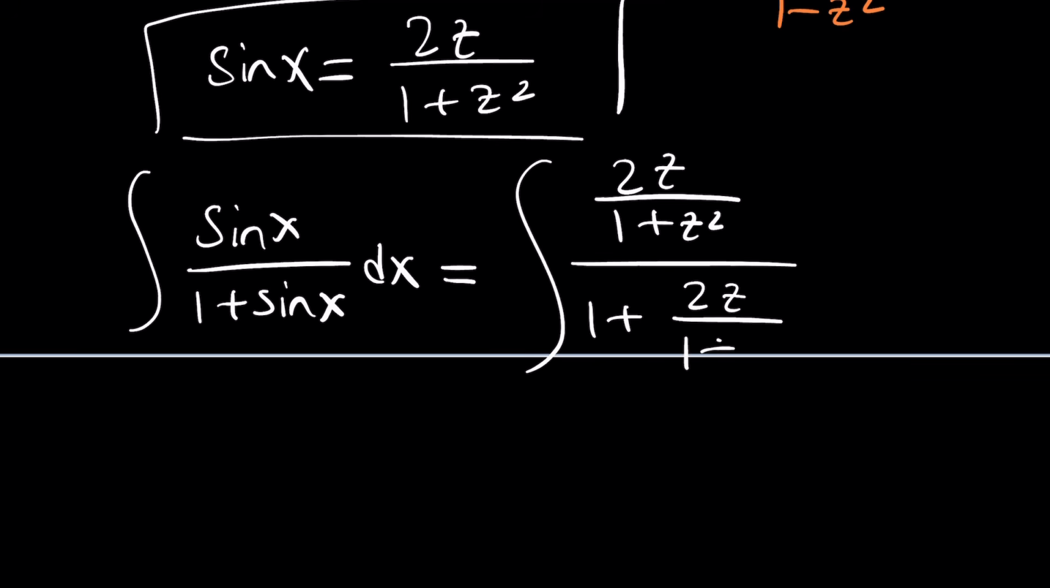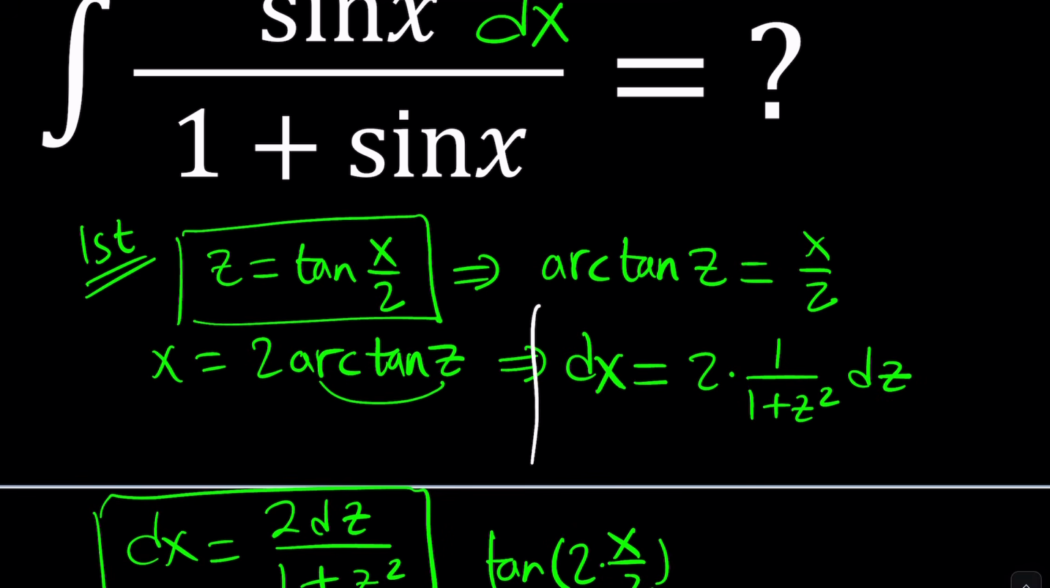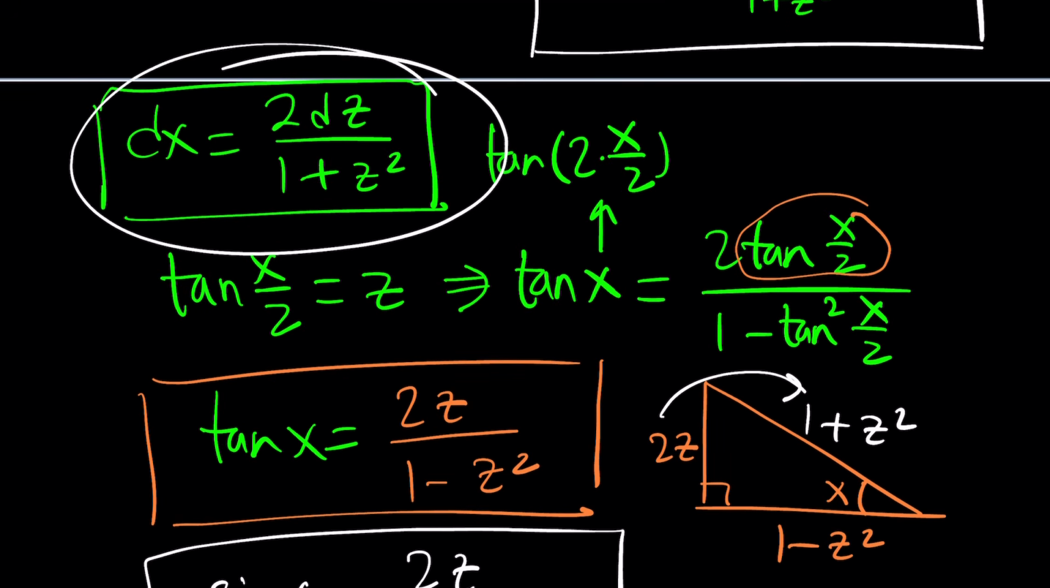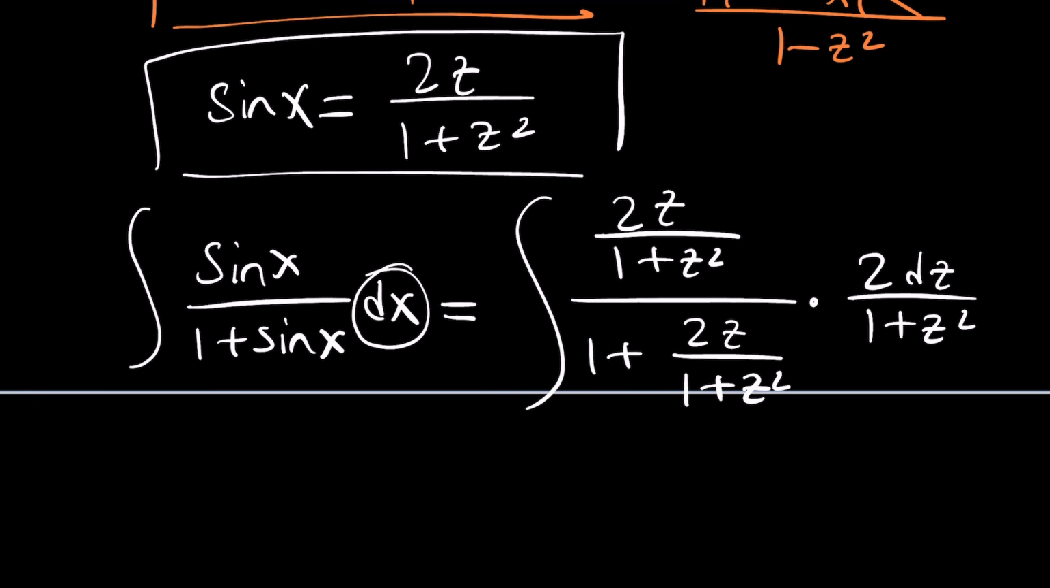Of course, you'll make a common denominator and simplify. Here's the critical part. You have to replace dx with something. And ta-da, we already have it, right? dx is 2 dz over 1 plus z squared. Awesome. Now, this is really cool because obviously 1 plus z squared is going to cancel out.